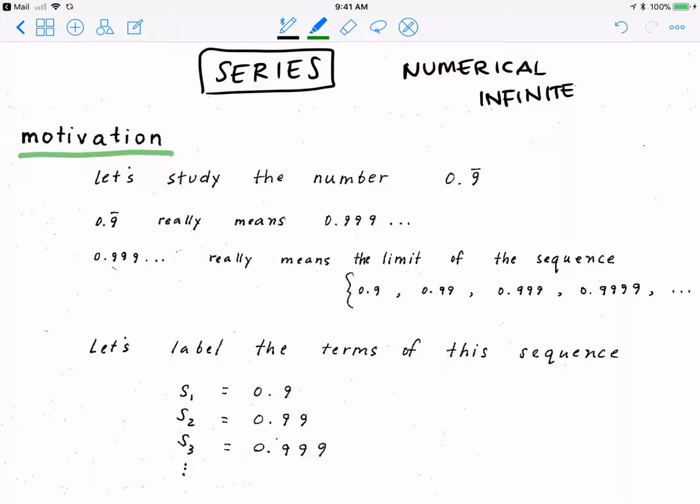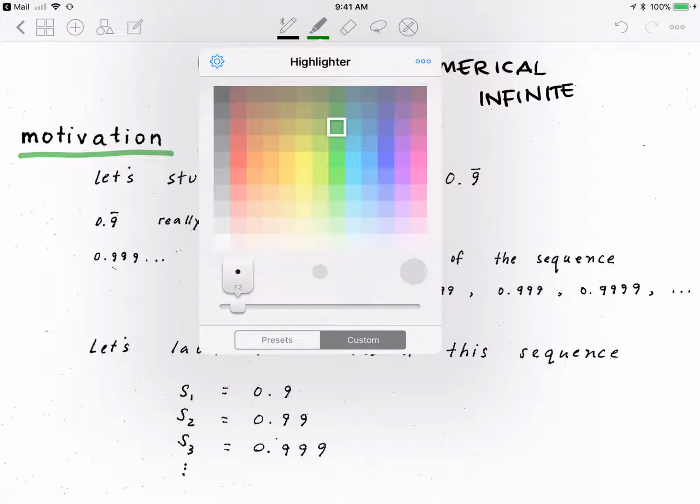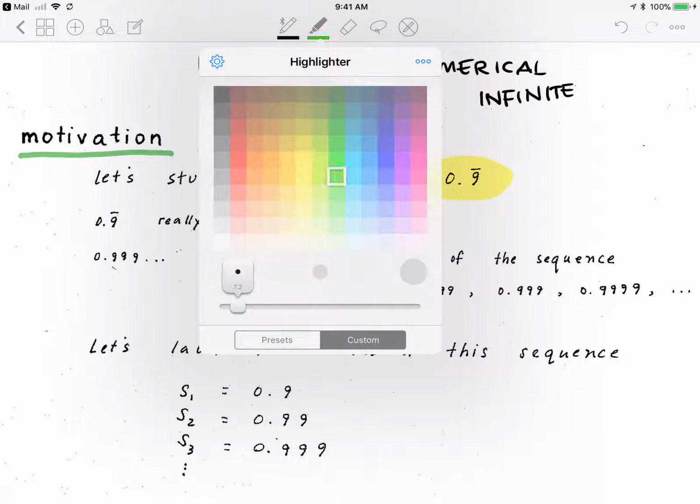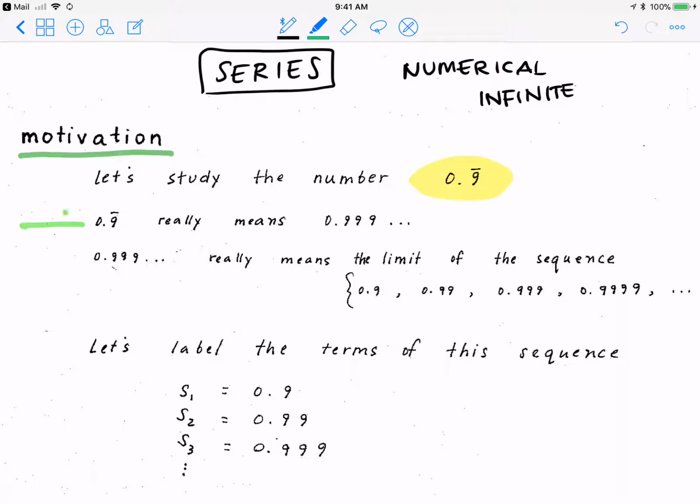We're going to study this number 0.9 repeating. Now, everyone, I'm sure, learned what it means to have a repeating decimal and was introduced to that concept before. What does it really mean? Well, one way to look at it is to say that it really means 0 with nines, and the ellipsis means keep on doing it forever, right?